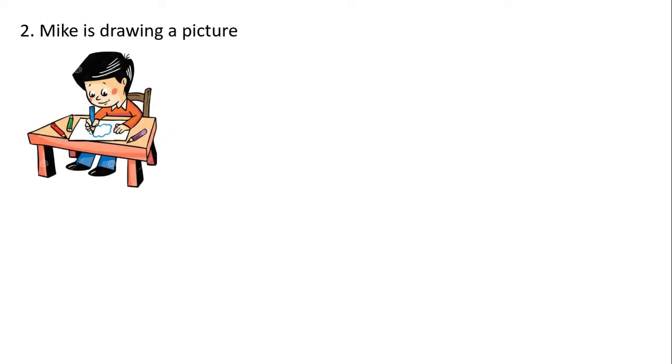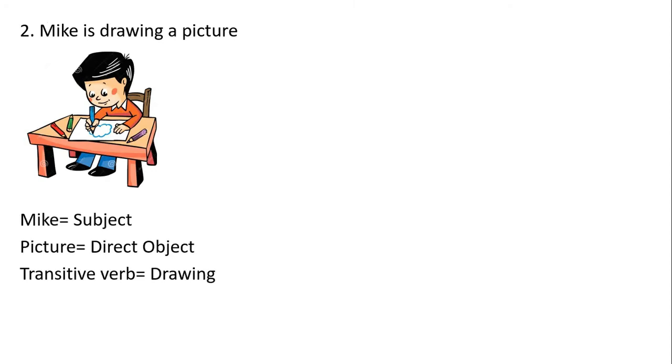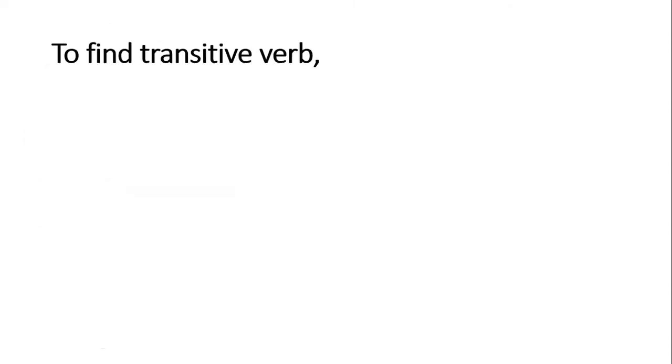Number 2, Mike is drawing a picture. Mike is a subject, picture is the direct object, and drawing is a transitive verb. Now, finding transitive verb can be difficult. To find out the transitive verb, ask questions with what and whom. If you can ask questions using what or whom and the answer to this question is the direct object, which is transitive.